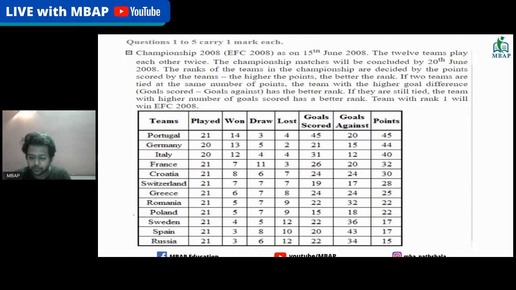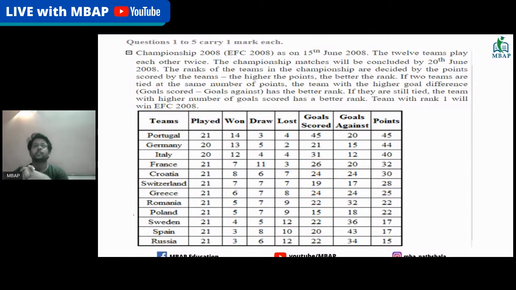Perfect. Let's have a look at this question. This is slightly time consuming, so we'll spend roughly 10 minutes to solve this caselet. This caselet is of a category of question which is games and tournaments. Okay, let's do it.